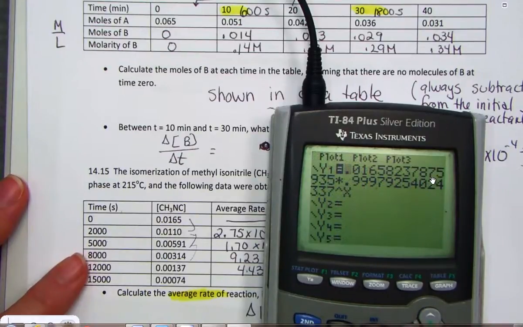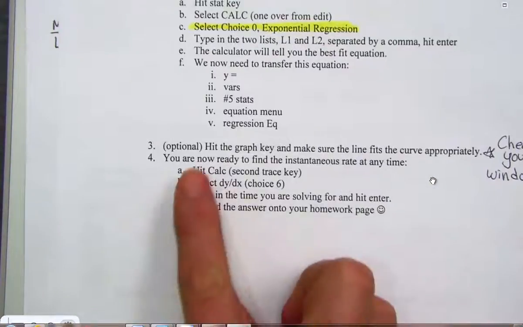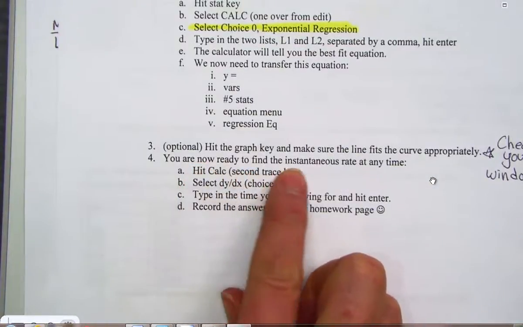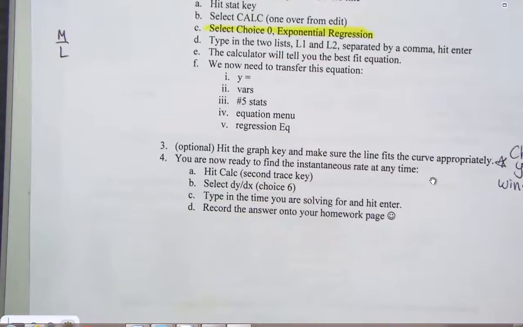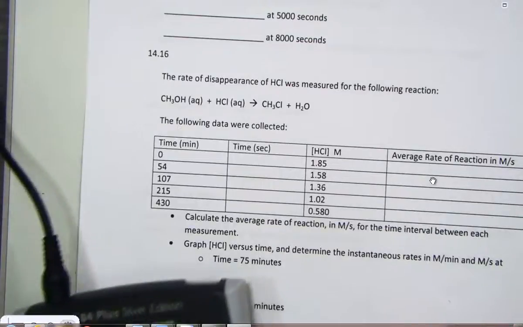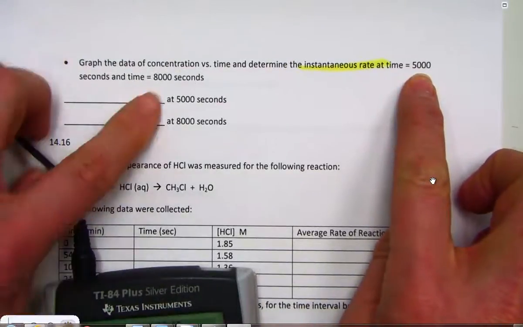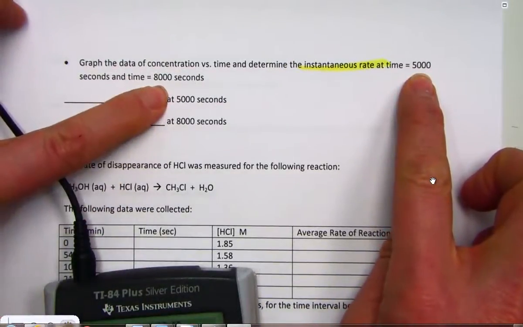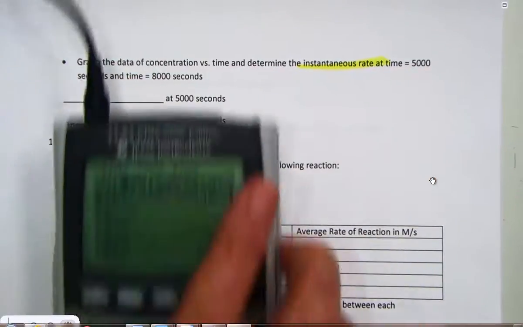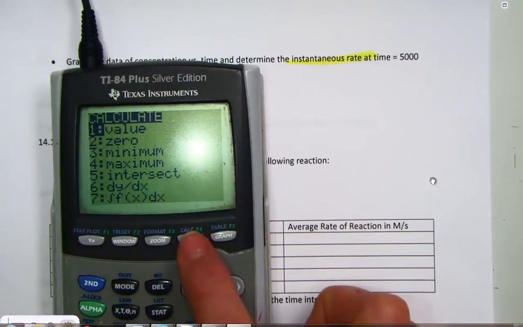All right, so we have our equation in there. We've checked our windows. Let's hit for the derivative. So right here we're on step 4. We're ready to find the instantaneous rate. And here are those steps. And we were asked to solve for the instantaneous rate at time 5,000 seconds and 8,000 seconds. All right, so we have two answers. So let's hit Calc, which is second function trace.